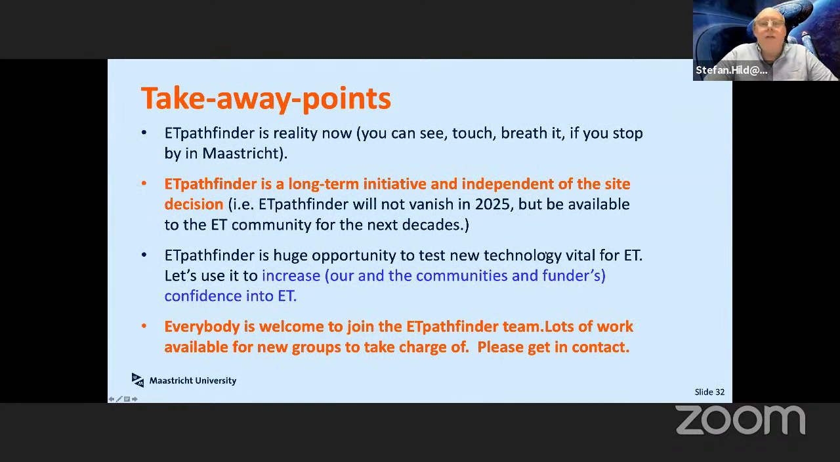Finally, takeaway messages. I think ET Pathfinder is a long-term initiative. And I think that's something I cannot stress more. It's completely independent of the site decision. It will not vanish after 2022, but will be there for decades for the ET community to use and exploit, having this facility. I think it's a huge opportunity to test vital and essential technology.